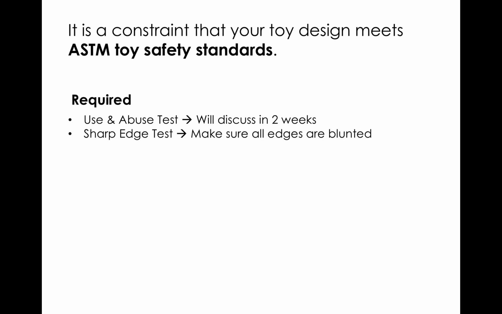The sharp edge test, you can start validating that right now, actually, at least for the intact parts. You want to make sure that all edges are blunted. So if you're working on your design in SolidWorks, make sure that any parts that would come in contact with the user are blunted, they're radiused or they're chamfered.